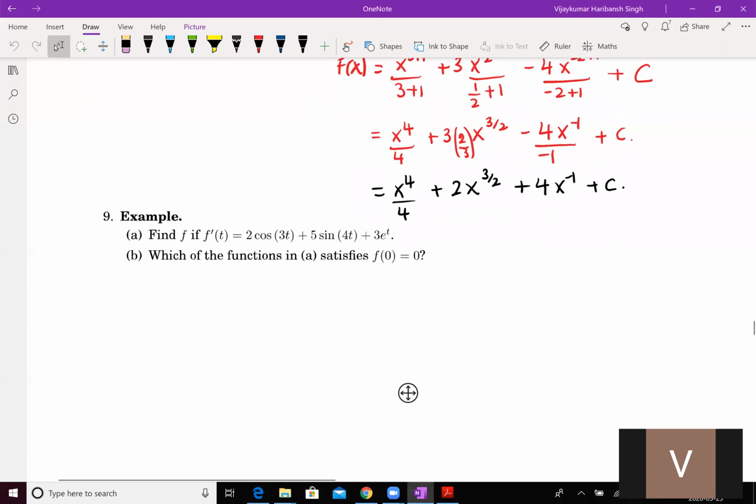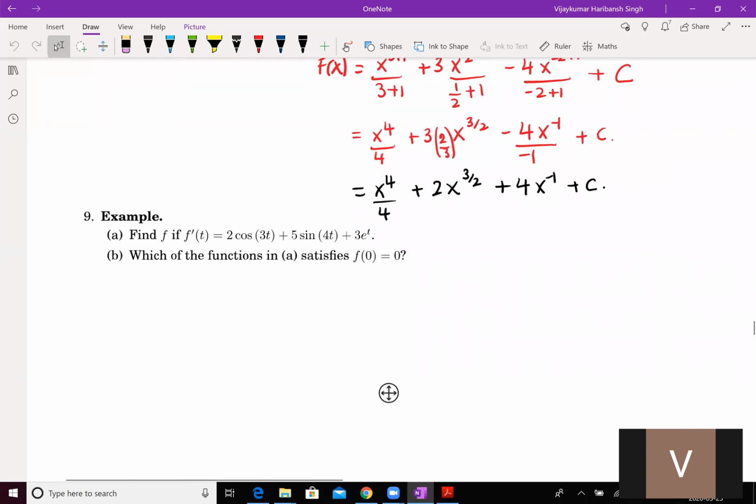Now, suppose f prime equals 2 cos 3t plus 5 sine 4t plus e to the power t. Now we know the antiderivative of cos t, because the derivative of sine t is cosine t; again we are taking the derivative with respect to t.